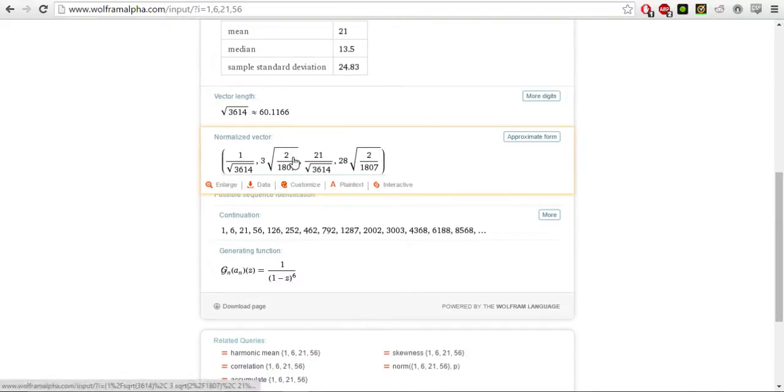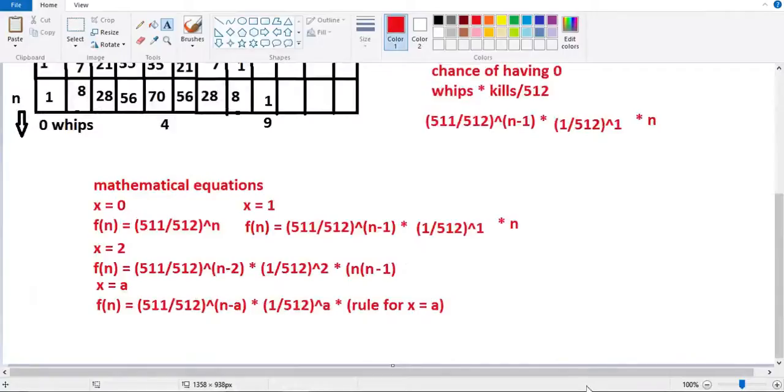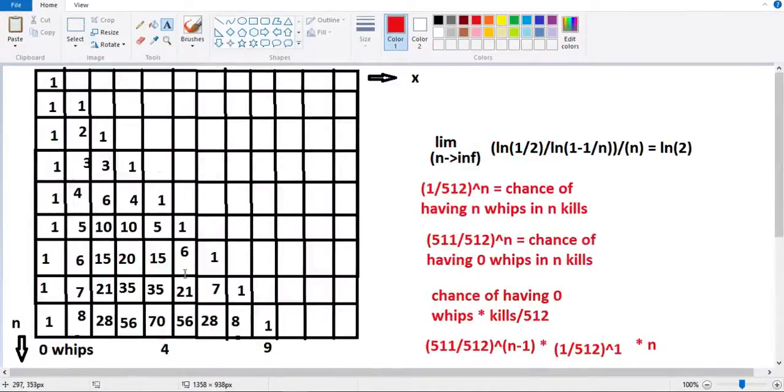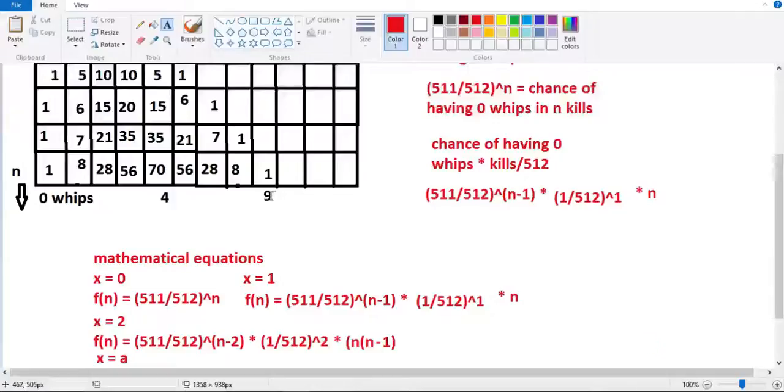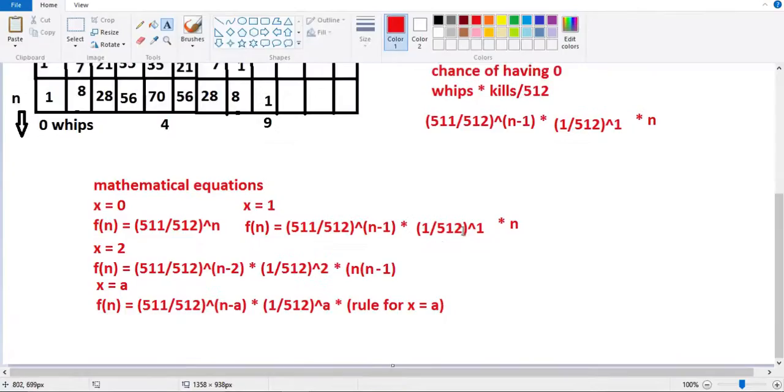What normalized vector? I don't know what that is. But yeah, this is pretty cool. So you can just find the rule for x equals a by using this. You draw your triangle all the way up to where you can find a sequence that you can enter in here, and it will tell you what the rest of the sequence is, or what the rule of the sequence is. And now let's get into more probabilities rather than mathematical rules.